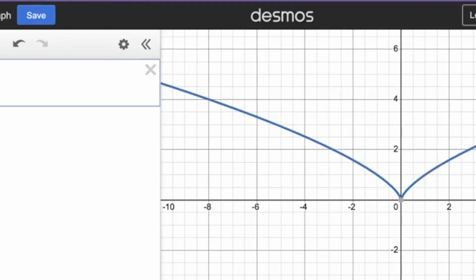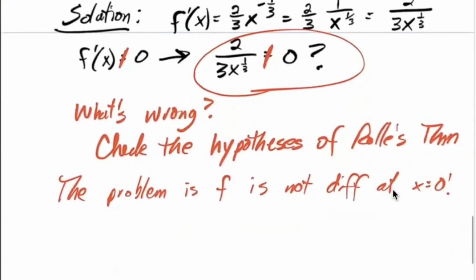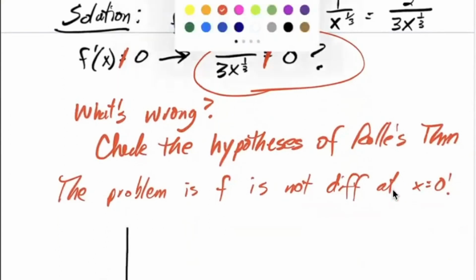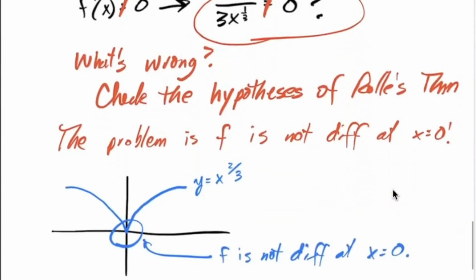There's nowhere on here where the derivative of the function is going to have a slope of 0. The derivative never equals 0. I'm not going to get a tangent line that's horizontal here. Is f not differentiable at x equals 0? If I were to draw the graph, what we saw on Desmos, the graph looks like this. So here's y equals x to the 2/3, and there f is not differentiable. So we can't use Rolle's theorem.